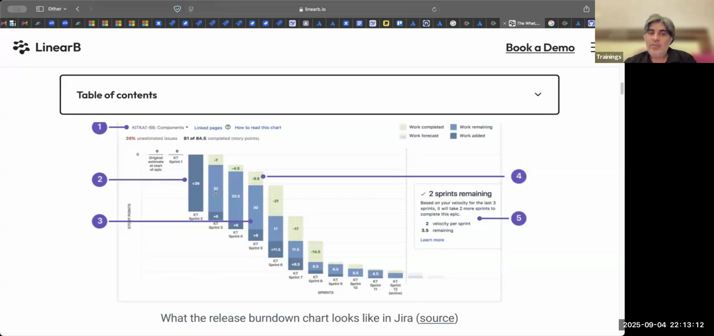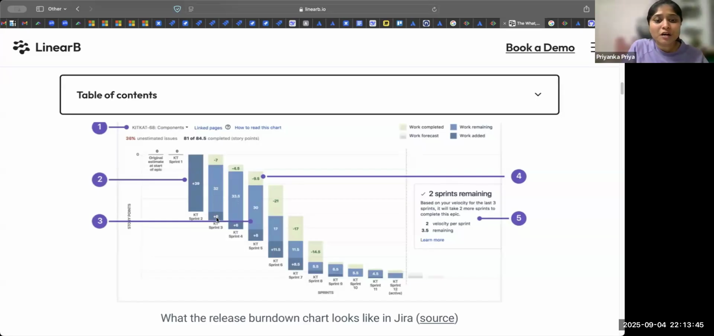Then we came to sprint 3. In sprint 3, the team did only 7 points of work. You got this? So they did 7 points of work. That was their velocity. And we added 6 points. So we did 7 points of work, and we added 6 more points to this release.